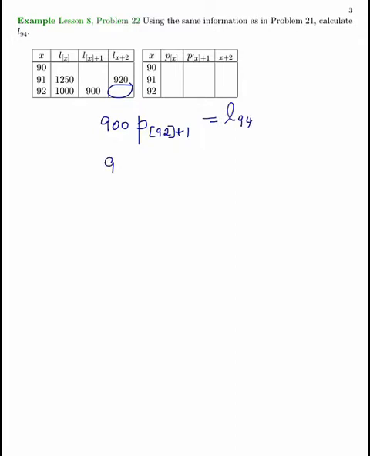And I also know that 920 times a P93 is equal to L94. Now, I don't know either one of those probabilities, but I know that they're related, because I know from the relationship given in the problem, Q92 plus 1 is 2/3 of Q93. And so the same thing is true for the P's, since they're just one minus.